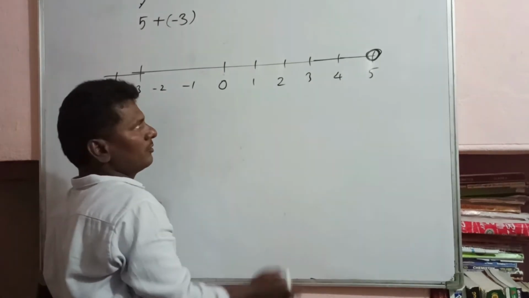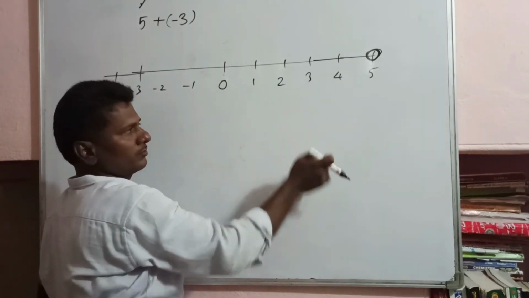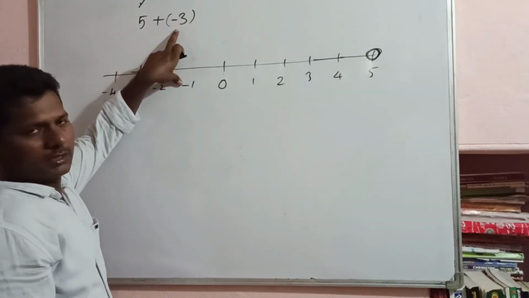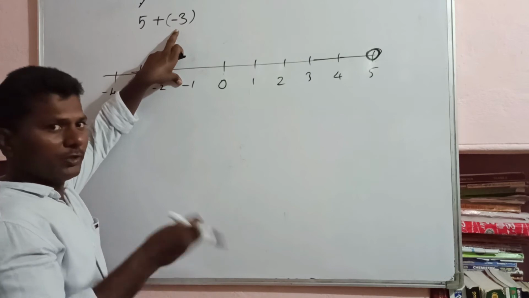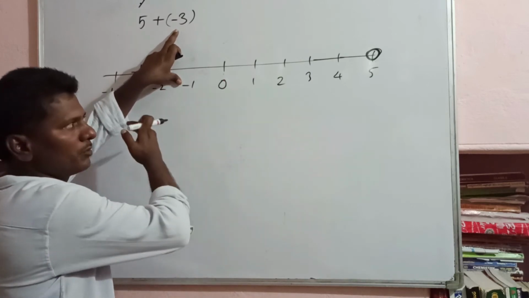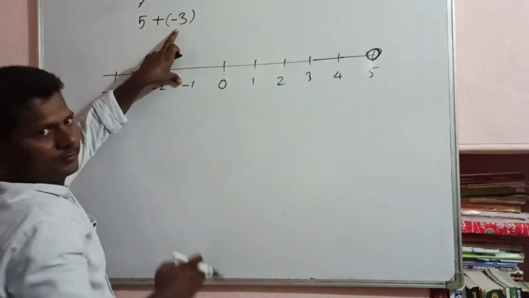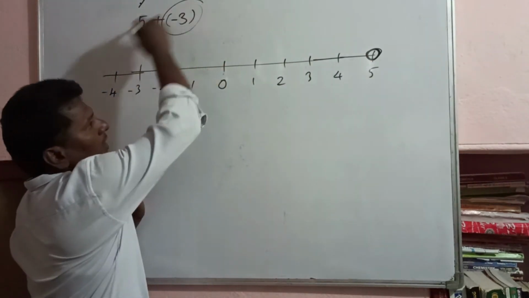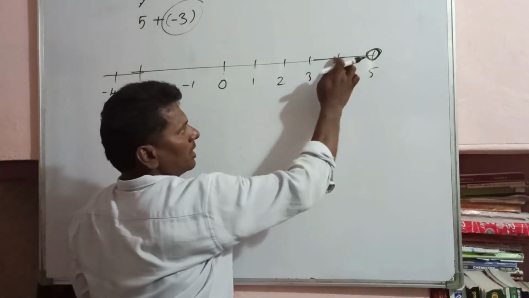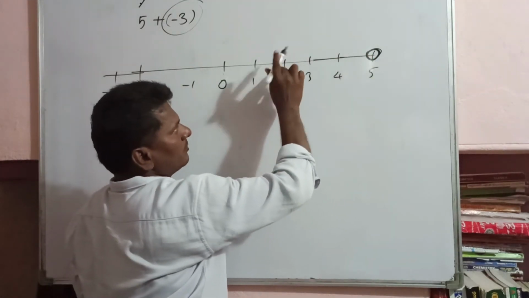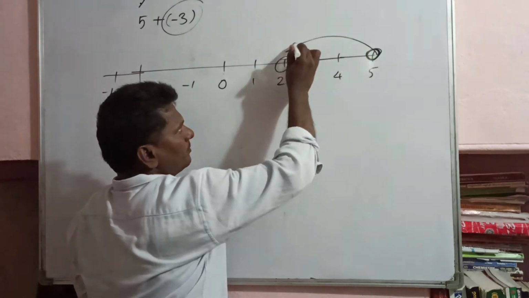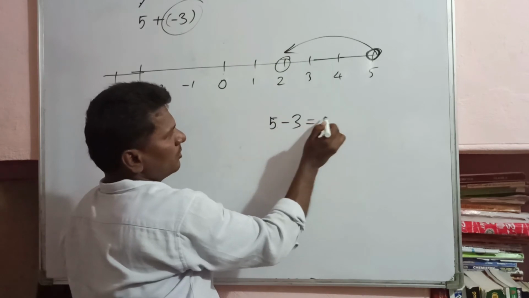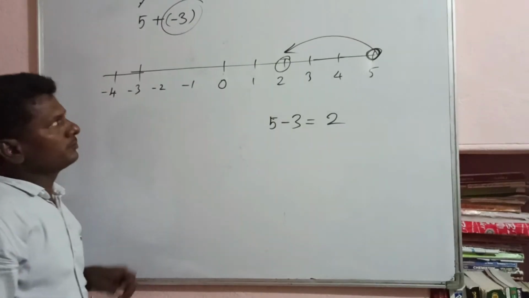When we have a plus symbol, we have to move to the right side of 0. Now I have minus 3. So minus 3 means I have to reduce 3 units. That means I have to move towards 0, or the left side of 0. So 3 units I have to reduce. From here to here, 1, 2, 3. So I came to the integer 2. That means 5 minus 3 is equal to 2.